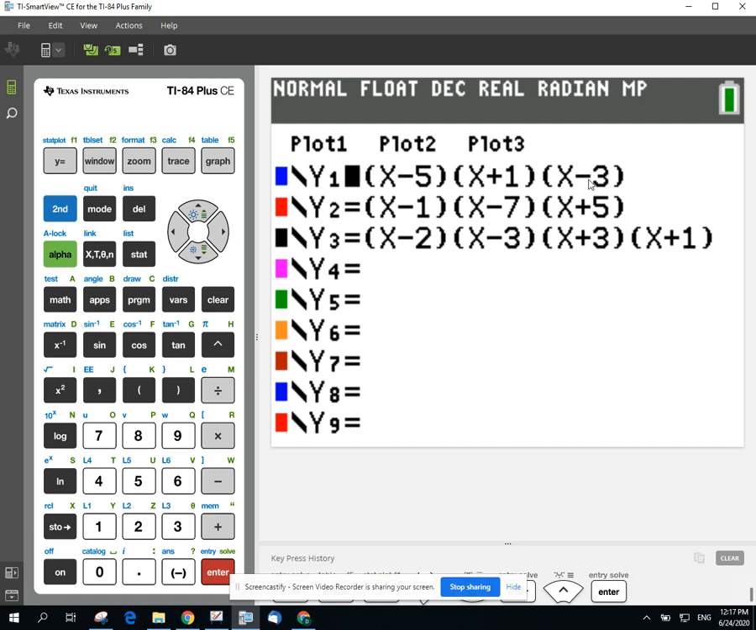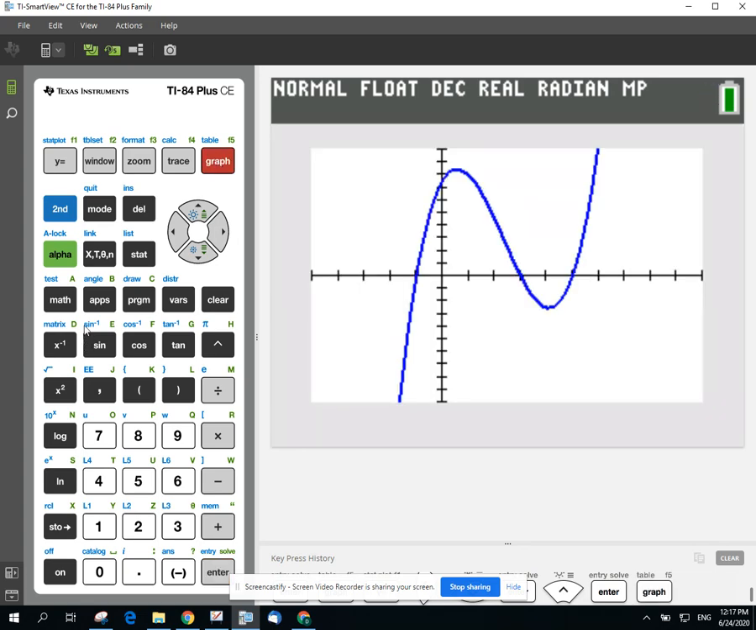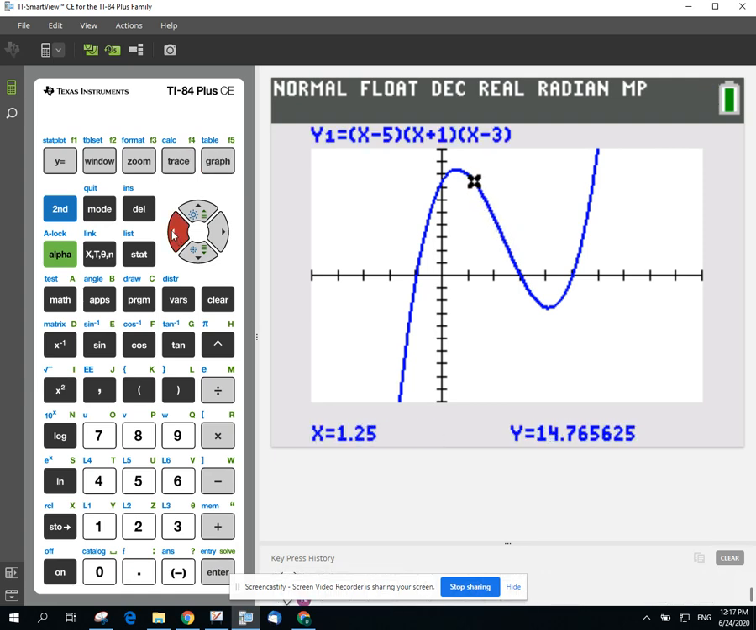Here's the function that we just said. I have only the first one highlighted here, so that's all you'll see. And I have it set on an appropriate window. And there's the graph of it. And in your Algebra 2 class, you will get the ability to trace. So if you wanted to know how high it is, you could kind of get close by doing this right here. We actually have a way of getting there more exactly.